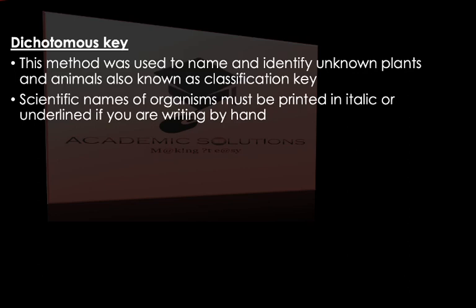Let's proceed to the naming of things in science, starting off with the dichotomous key, which is one of the methods that is used by scientists in order to come up with or generate names for organisms. So this dichotomous key method was used to identify unknown plants and animals. Therefore, it is the classification key. So scientific names of organisms should be printed in italic or underlined if you are writing by hand.